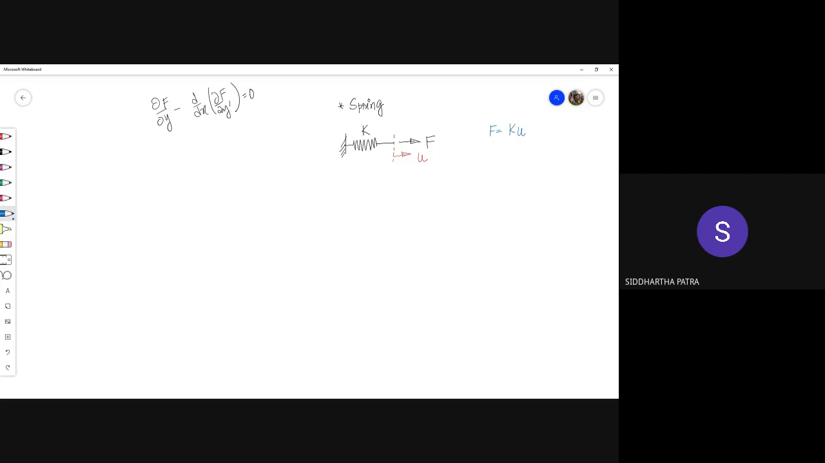Now this we already know, let's say from the free body diagram of the spring and so on. But let's say I define a quantity called strain energy. Actually strain energy is quite a well defined quantity, and you must be familiar with the expression for that. Can you tell me what should be the expression for strain energy?